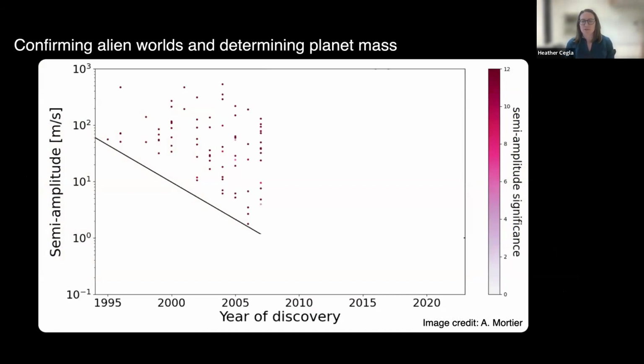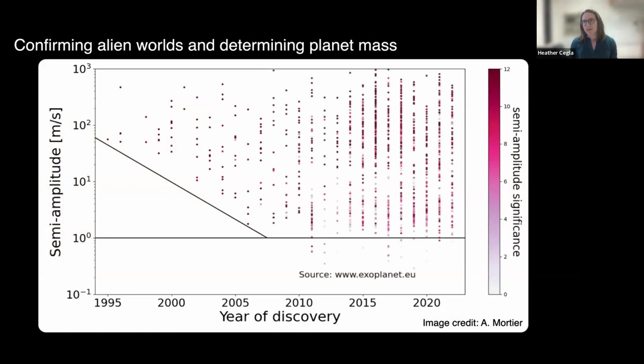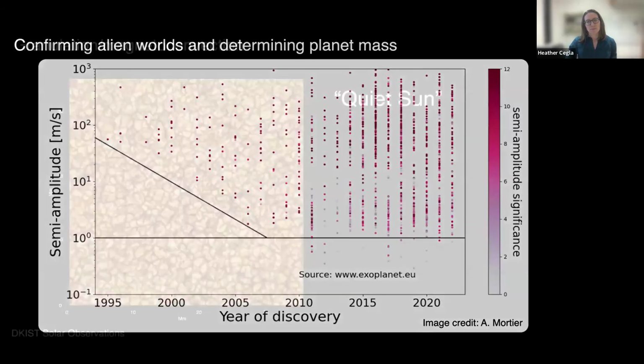This is a nice plot showing the semi-amplitude of the planetary signal versus year of discovery. If you're sat in this audience, you probably know that we've stagnated at this 1 meter per second barrier. And if you're interested in pushing towards that 10 centimeter per second precision, we really need to start understanding the star a bit more.